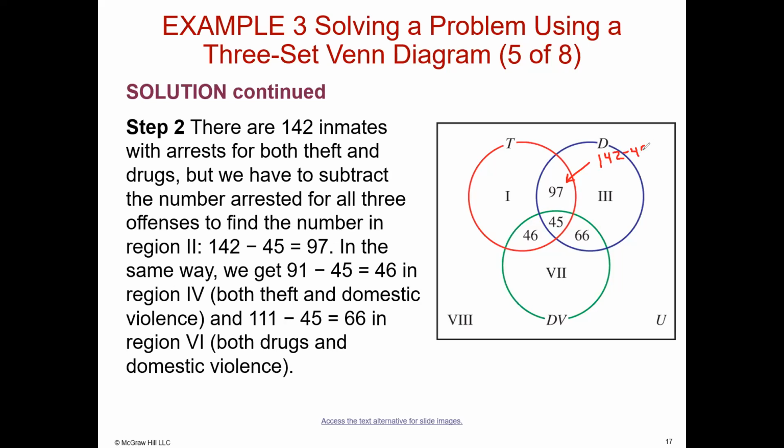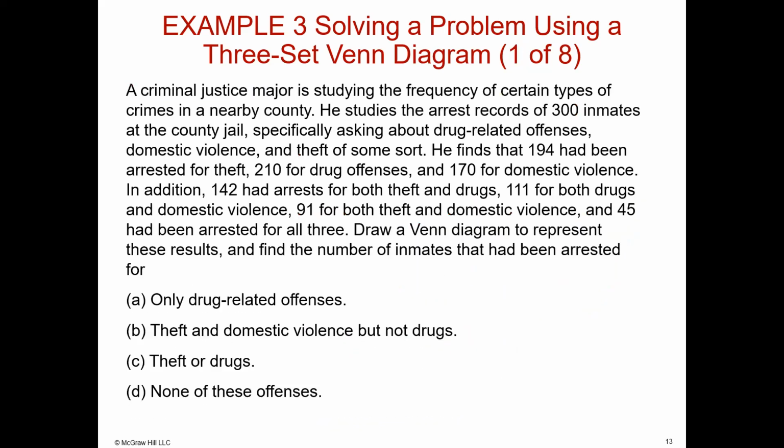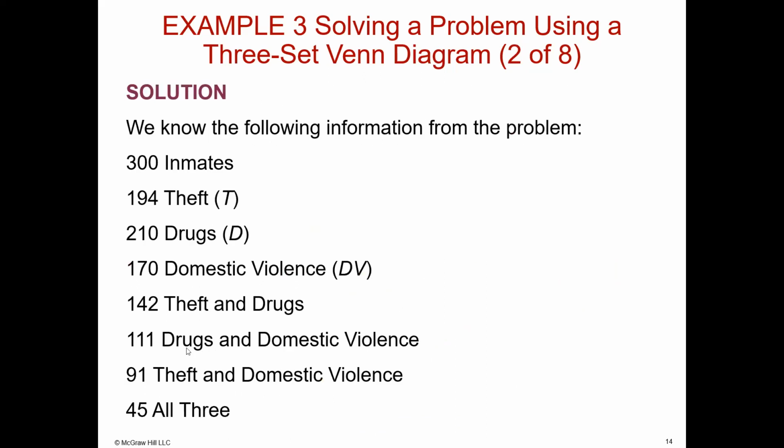Everybody see that there? Yeah. Only 97 goes in region 2. Okay. And there you go. So 97 goes in region 2. Now, in the same way, we get for region 4, what was region 4? Theft and domestic violence. 45 had all three. We accounted for the 91 for theft and domestic violence.